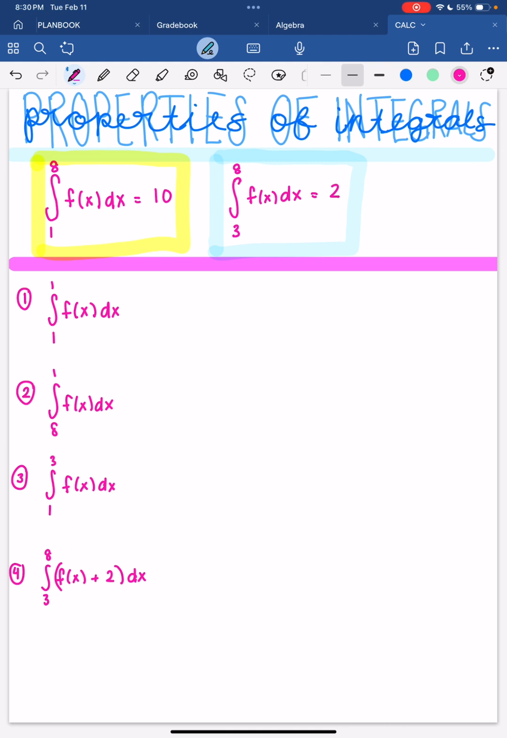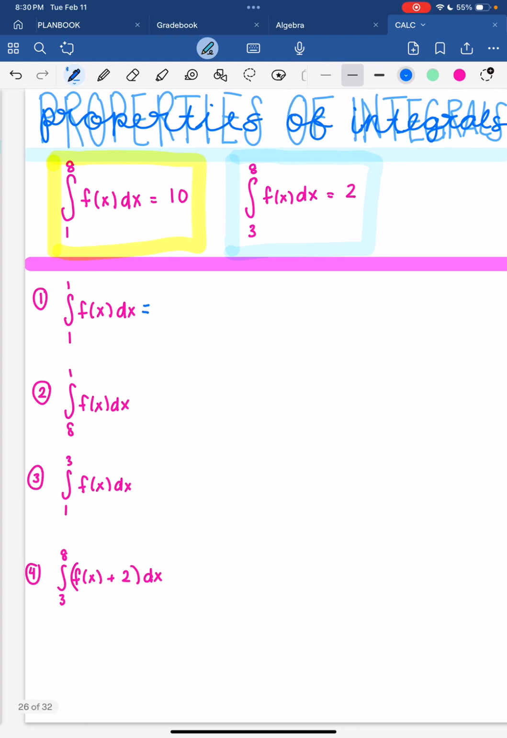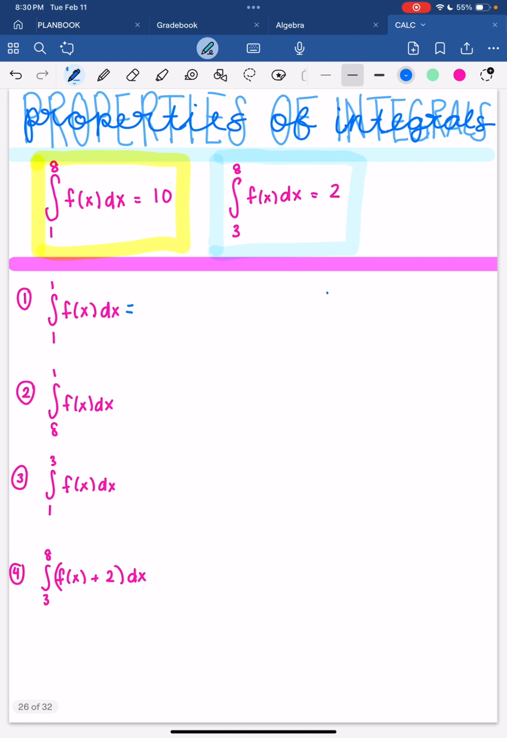So the first one, the property says when you're integrating from a to a, I'm going to move the properties over to the side as I'm doing it. If you're integrating from a to a, remember the integral is like the area under the curve. If you're literally not moving, going from a to a, there is no area. So the area is going to be 0. There's really nothing we need to do for number 1. We just have to know it's 0.